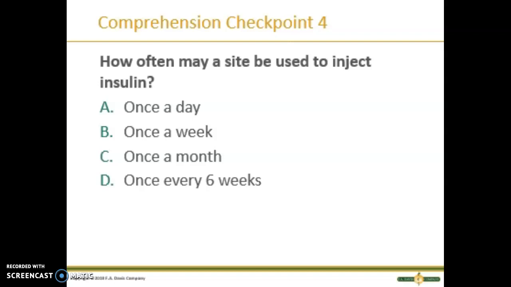So let me say that again. The rule of thumb is that an injection site should be used no more than once per month, and each injection site should be one inch away from each other. Okay, so looking at this comprehension checkpoint, how often may a site be used to inject insulin, you would have selected C, once a month.